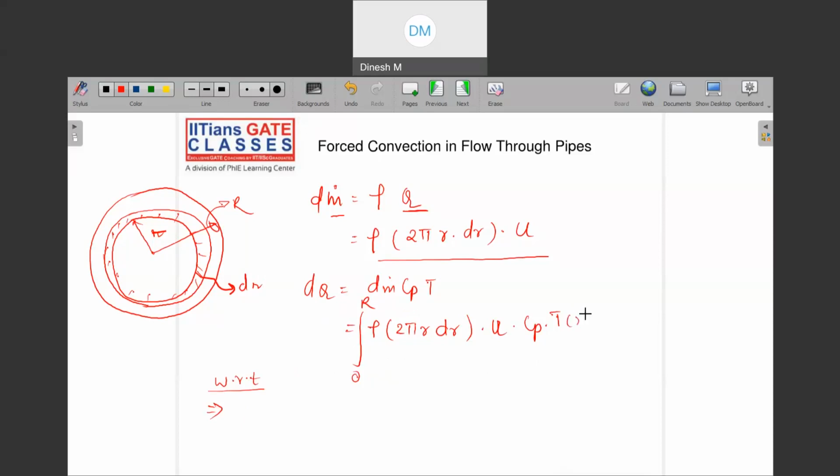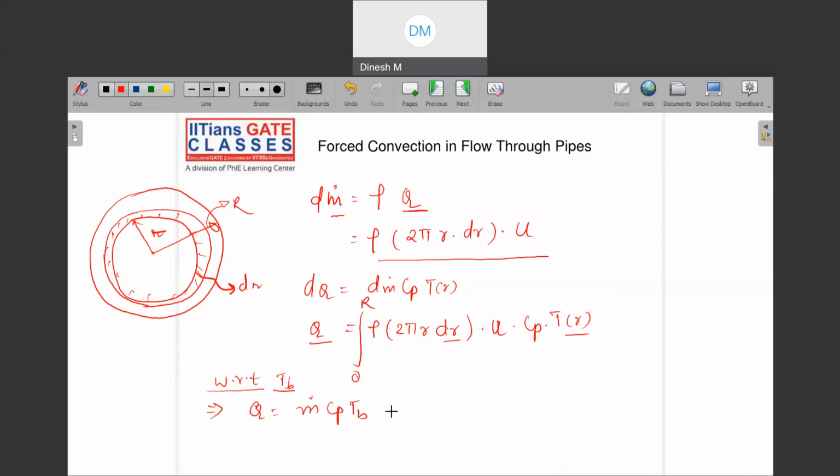Why? Because TB is taking care of all these things. Here your T itself is a function of r, and you know that dr is there, and if you know the temperature as a function of r, then you can find out. Okay. So now with respect to TB, if I am willing to write, then can I write down again my q? If you integrate it, then you are able to find out q. So similarly, q at that particular section is nothing but m dot into cp into the bulk mean temperature, and these two should ideally be equal to each other.